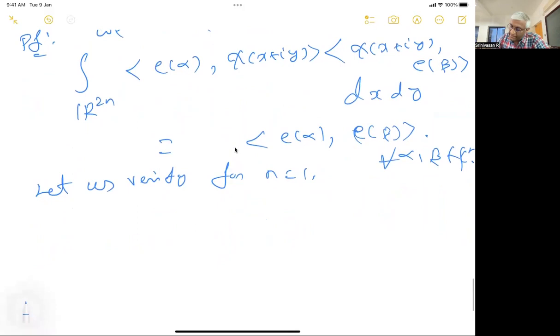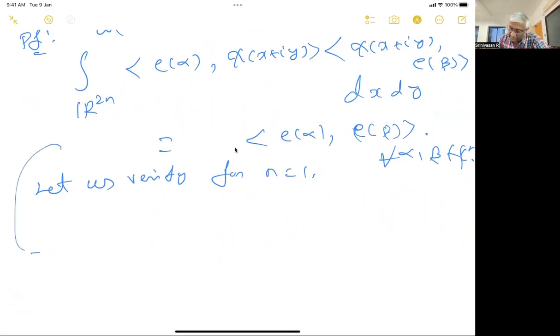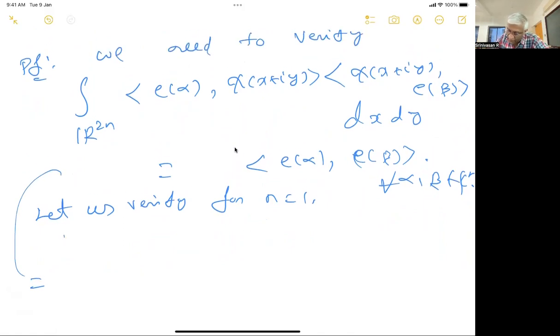So for n equal to 1, we want to verify this. Let us just compute the inner product. I call z equal to x plus iy. So I can write it as, there will be e to the power minus z square by 2 in the first inner product, and there is another e to the power mod z square by 2.